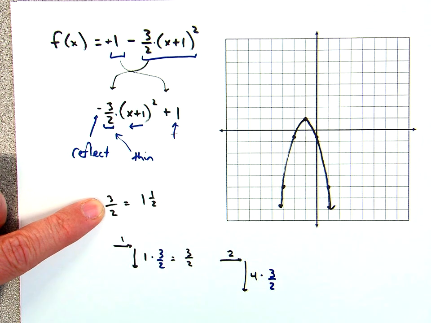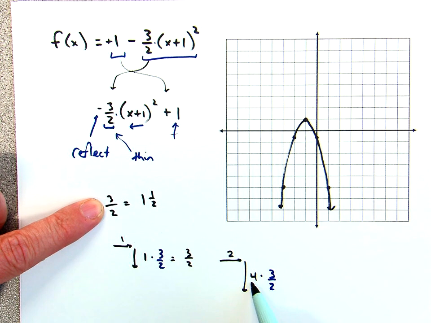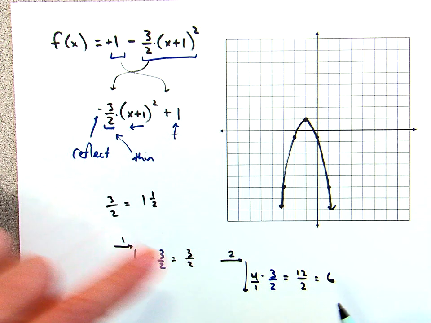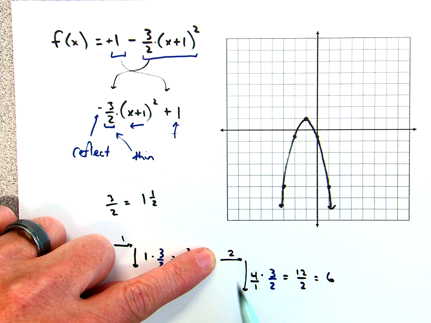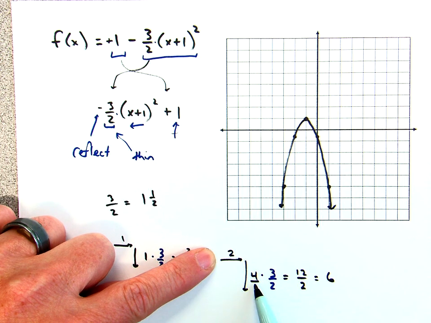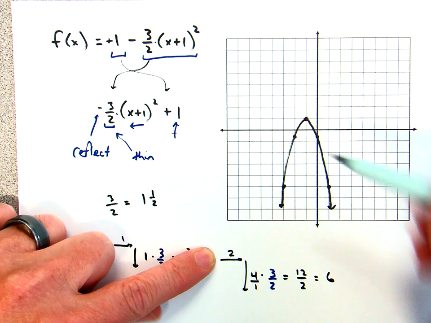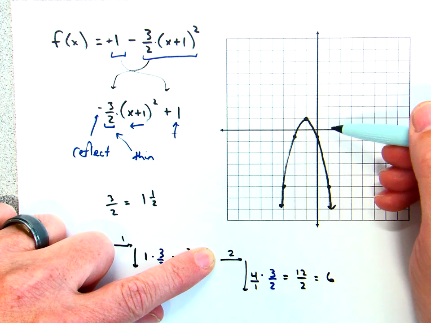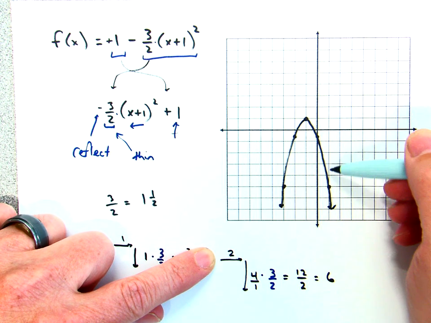If I want to just multiply it by 3/2, multiplying fractions would be straight across. We could say 3 times 4 is 12, and 2 times 1 is 2, so half of 12 is 6. So if I go out 2, instead of going down 4, I'm going to go down 6. So out 2 from the vertex, down 6. 1, 2, 3, 4, 5, 6.